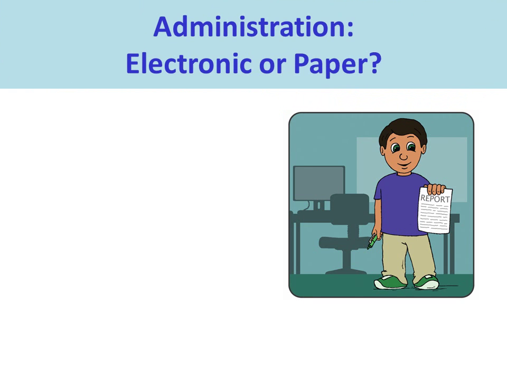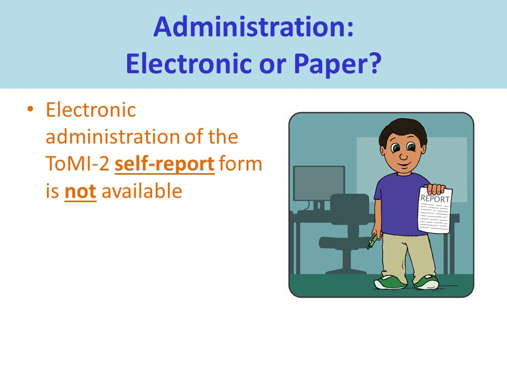So now let's take a closer look at administration and functionality. At present, electronic administration is not available for the self-report form. If you are doing self-report, you will need to print the form, available in the ToMI-2 test materials link from your dashboard. Have the client complete the measure, and then you will score by hand, which takes about 5 minutes. Once the measure is scored, you'll enter scores online to generate a report.